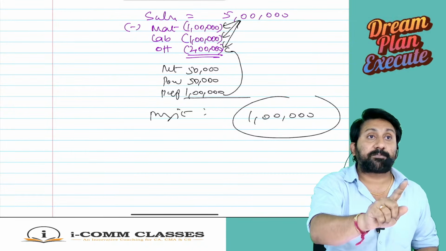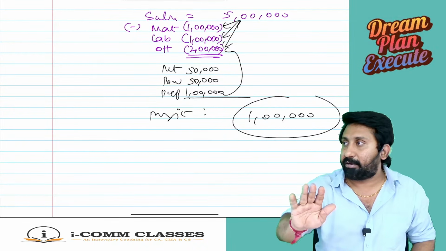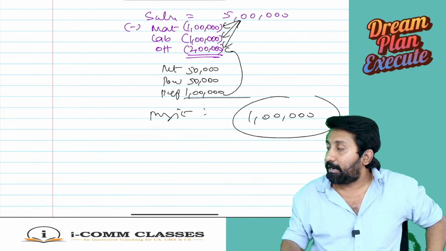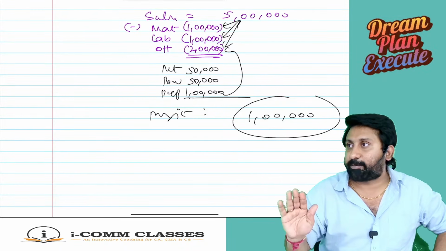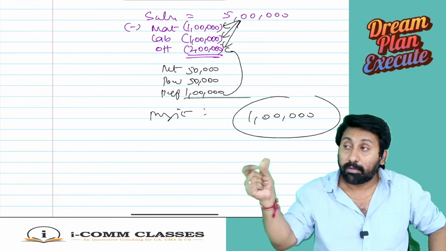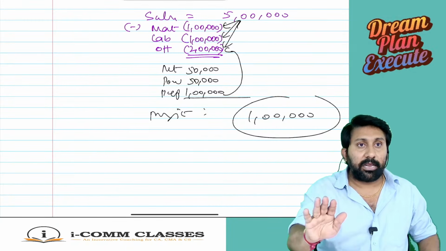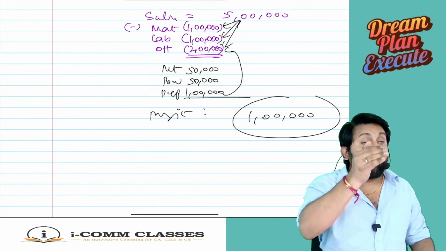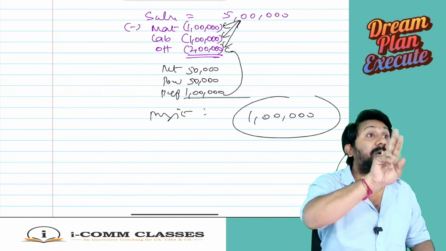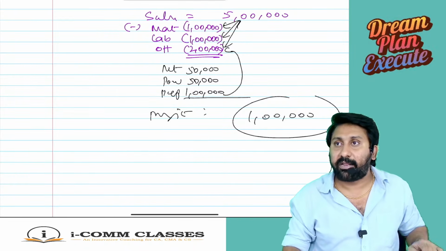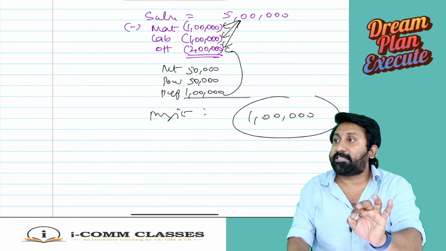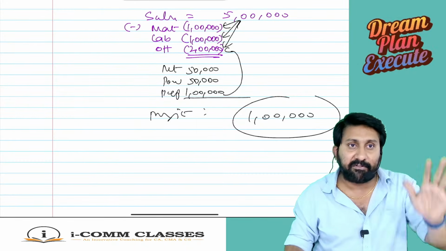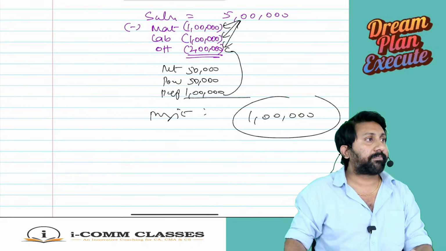So depreciation is an allowed expenditure even under the Income Tax Act. Repeat the statement: depreciation is an allowable expenditure even under the Income Tax Act. But finance and accountancy commonly say that depreciation is a non-cash expense. Everyone repeat, depreciation is a non-cash expense.